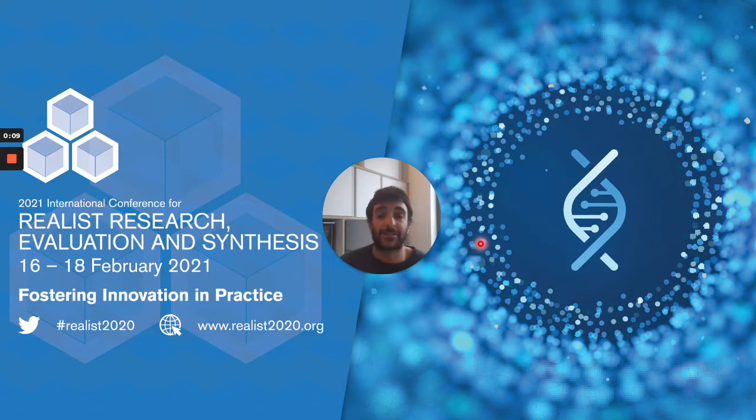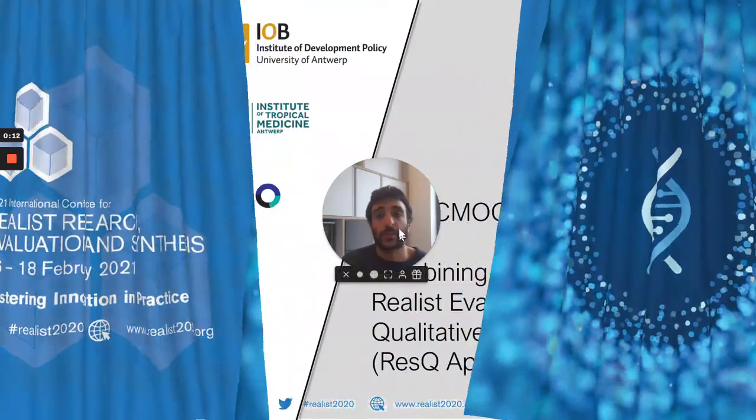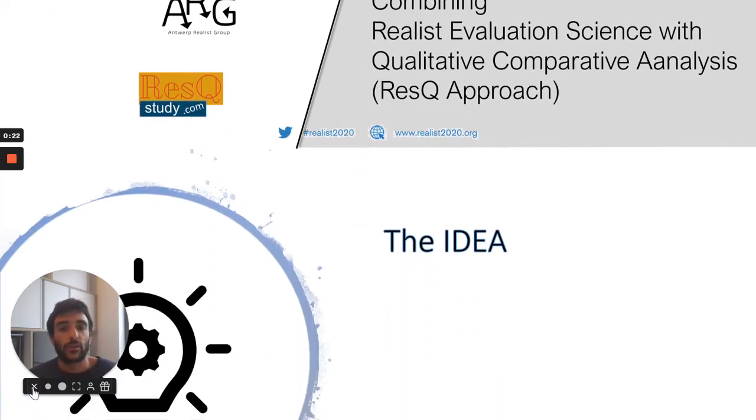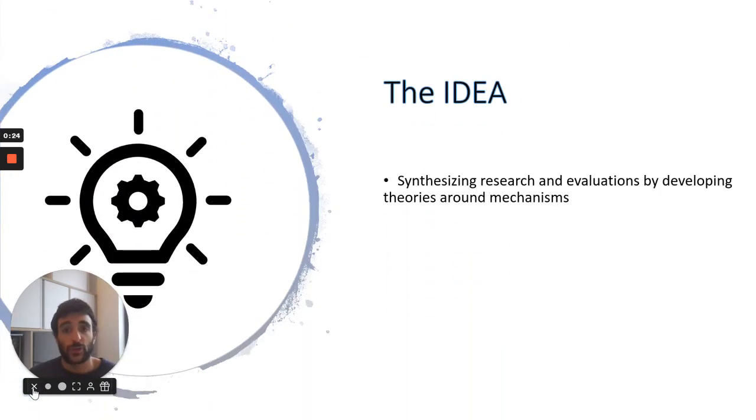In the next 20 minutes, I'll try to take you through the rescue approach, which is a combination of realist evaluation science with qualitative comparative analysis. The underlying idea of this approach is to synthesize research and evaluation findings by developing theories around mechanisms. This might sound familiar because the realist synthesis approach is also very similar, although it tries to focus not on theories around mechanisms, but on program theories.